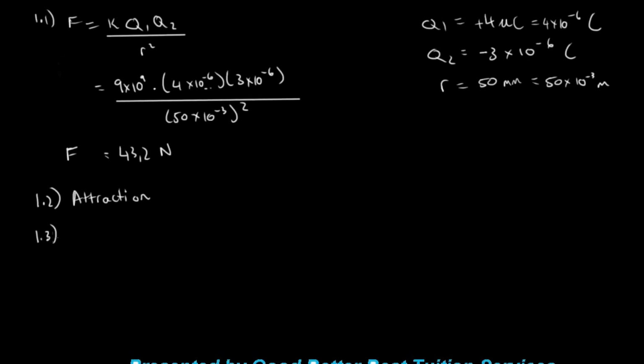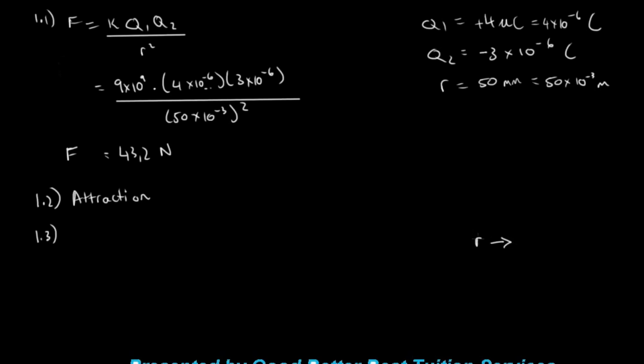Then we have a look here at 1.3. It asked us a question: if the distance between the spheres is halved, how will this affect the magnitude of the force? Now this is a question that I need to teach you. There is a method for answering this question, so I'm going to teach you the method. They asked us here, how will the halving of the distance affect the magnitude of the force? Well, first of all, we know that r represents distance in the equation.